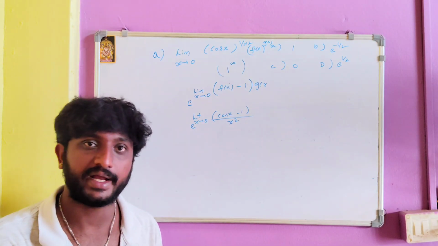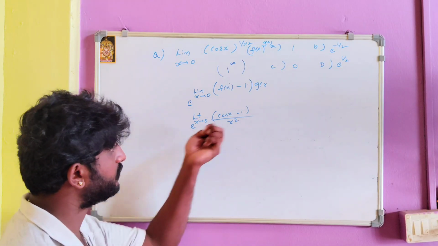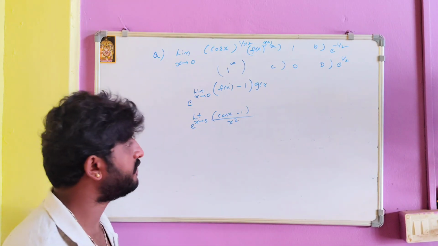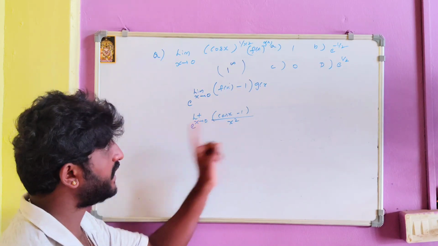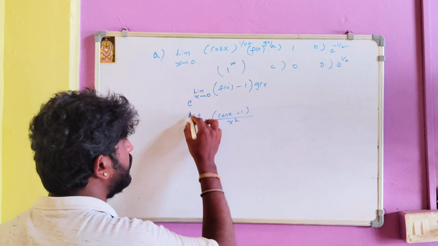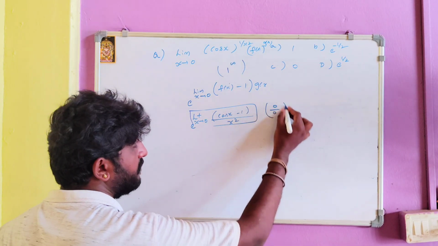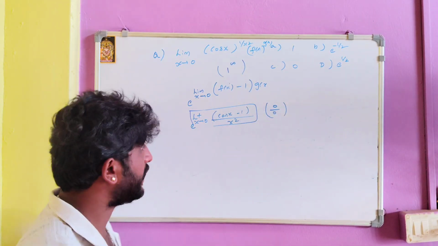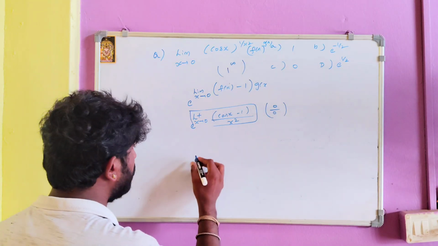Okay, we get like this. If you substitute 0, cos 0 value is 1, 1 minus 1 is 0 by 0. That means this limit value is again in the form of 0 by 0 form. If you get 0 by 0 again, we can apply L'Hopital rule.